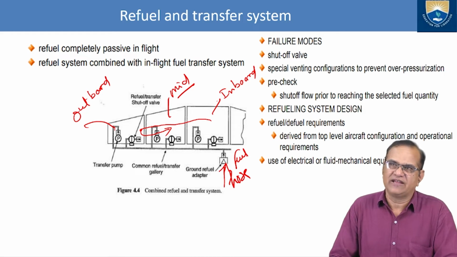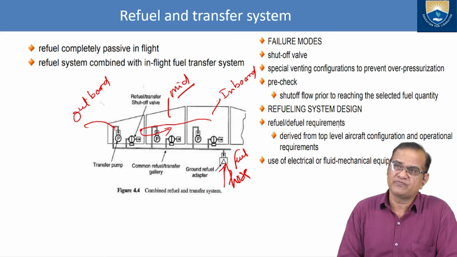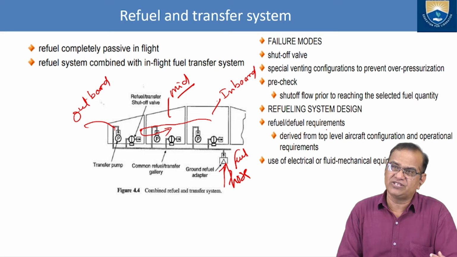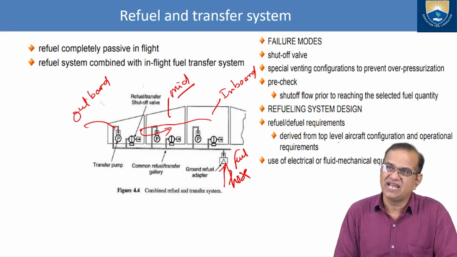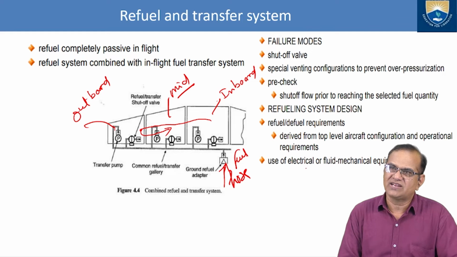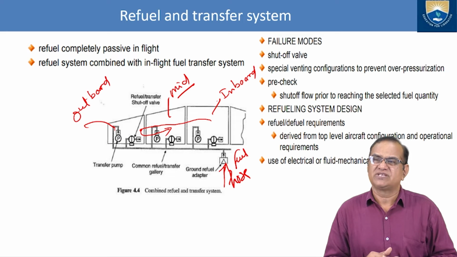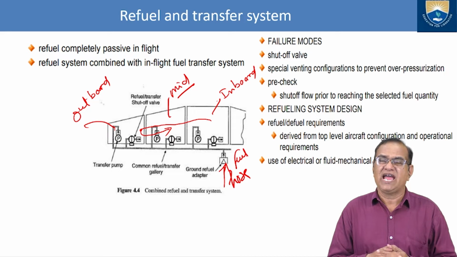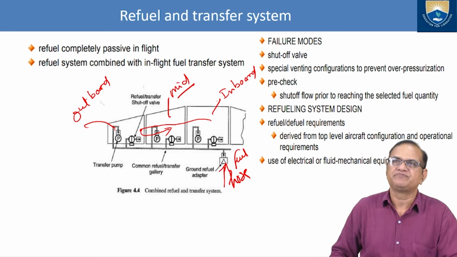Refueling system design. Refuel and defuel requirement: we should know how much refueling is required, how much defueling is required, and in what condition we need the refueling and the defueling of the aircraft, derived from top level aircraft configuration and operational requirement. And this refueling and defueling is done as per the operational and configuration requirement of the aircraft. Use of electrical or fluid mechanical equipment, of what type of pumps and valves, these should be called the fluid mechanical equipment, and the electrical, the avionics, sensors and other things are also used for this purpose.